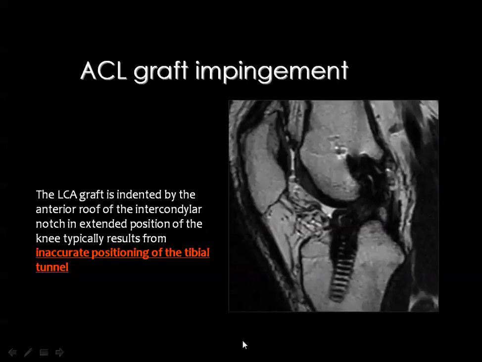But here you can see that there is buckling and abnormal angulation of the graft itself, and this is inaccurate position of the tibial tunnel, and you see it's more vertical and it is more or less not going the right way.